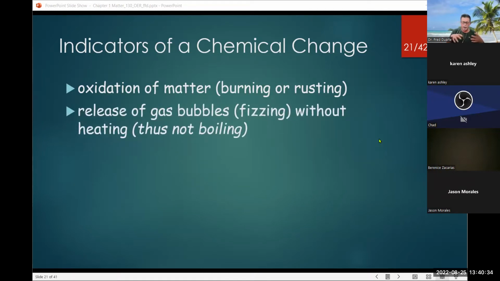A good example of this is Alka-Seltzer. You take the tablet, dunk it in water, and then you get this fizzing going on. That's a good indication the reaction is proceeding. Now, speaking of Alka-Seltzer, does anybody know, just off the top of your head, your best guess, no right or wrong answer at this point, but I want you to put your thinking caps on. What is that bubbling of the Alka-Seltzer? What's causing that bubbling?